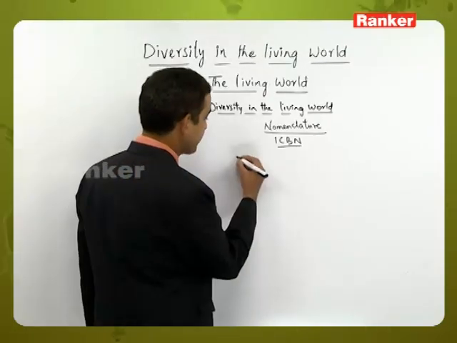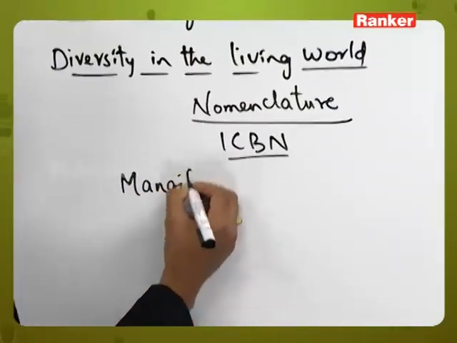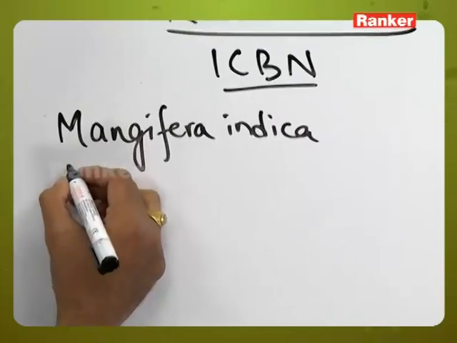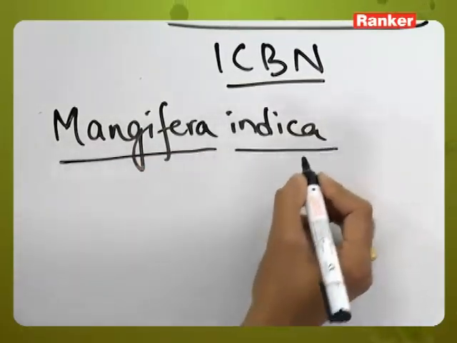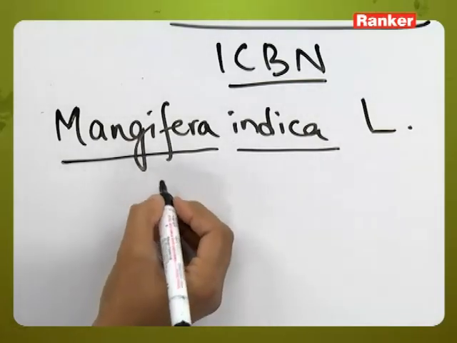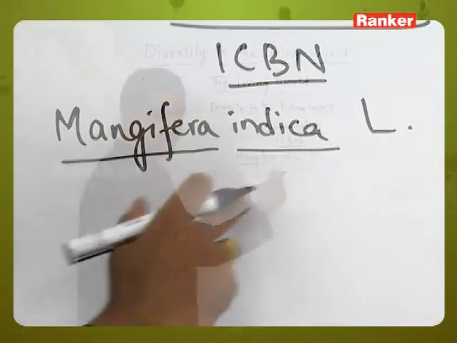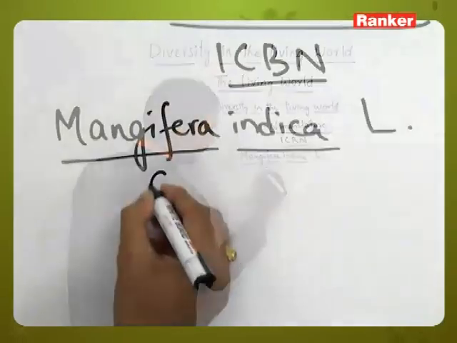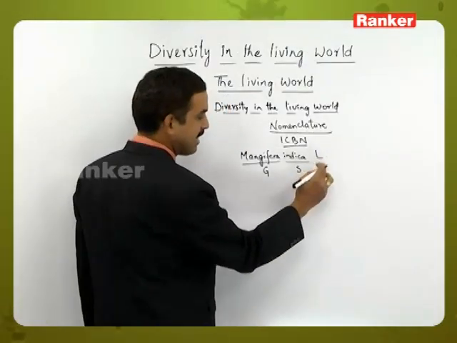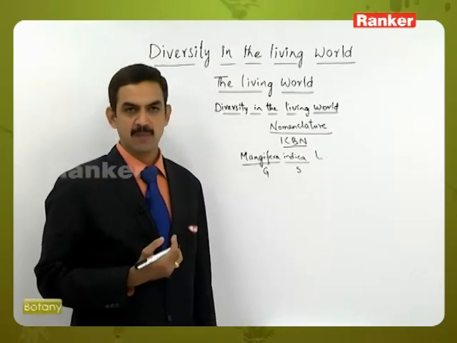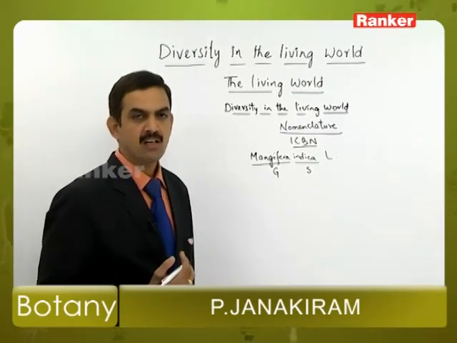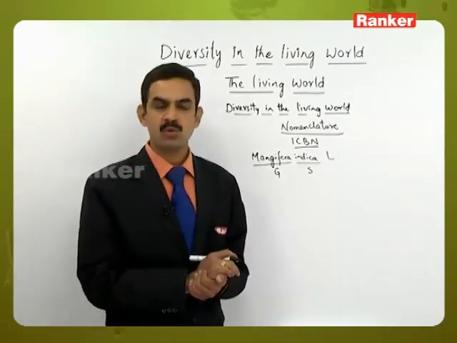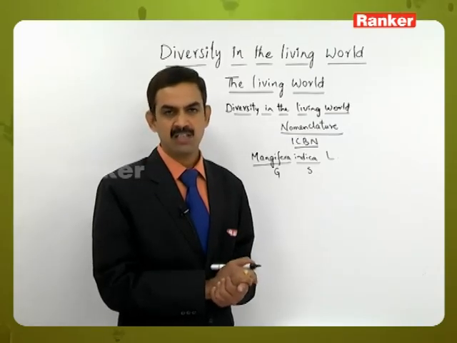Let us take one other example, Mangifera indica. As we already said, it's the scientific name of mango. Mangifera indica has been separately underlined in order to specify that the words have been derived from the Latin language. This is the genus, this is the species, and here the name of the scientist is abbreviated, that is Linnaeus, who first gave the name to that plant. So Mangifera indica was given by Linnaeus. This is the way these rules are followed while giving the name to plant species.